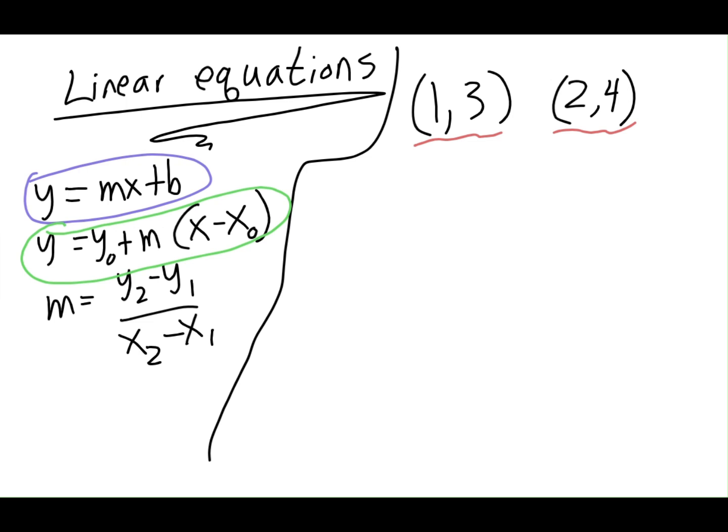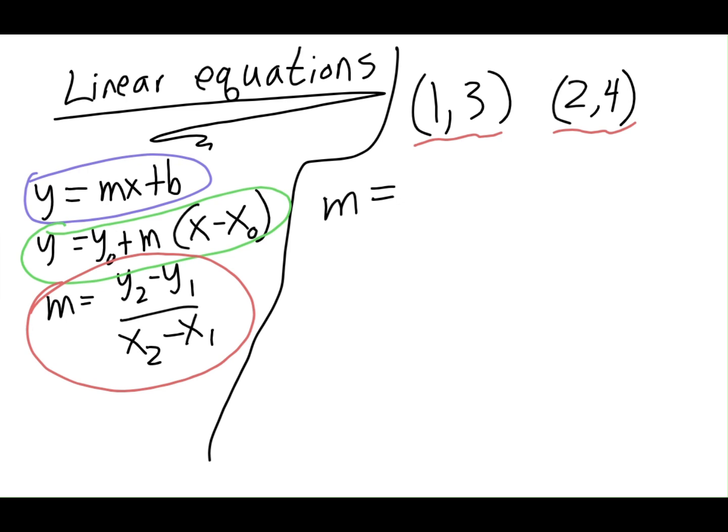Well, luckily, we have another equation. If you have 2 points, you can find the slope. So after a bit of calculation, we will know the slope. So we're going to then still use the green equation, which is the point-slope form. But first, we need to find the slope.